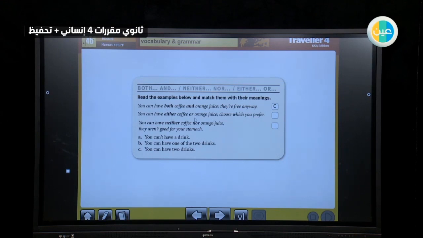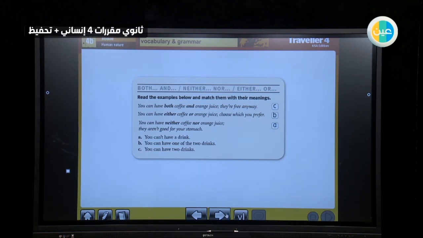Either or, choose which you prefer. So here you can have one of the two drinks, it's B. The last sentence: you can have neither coffee nor orange juice. They are not good for your stomach. Neither nor. So it is finally A. You can't have a drink.